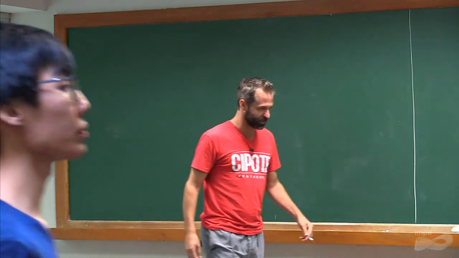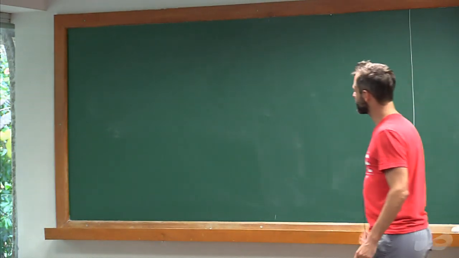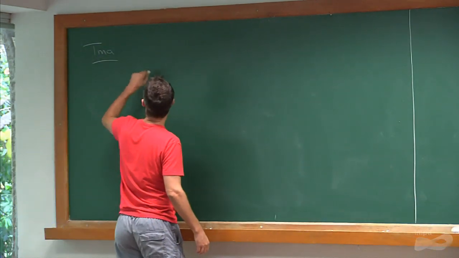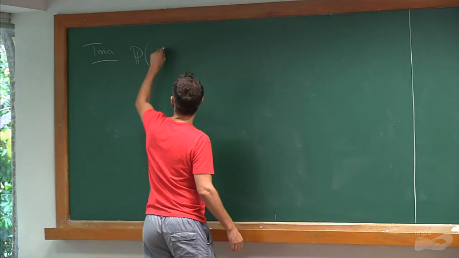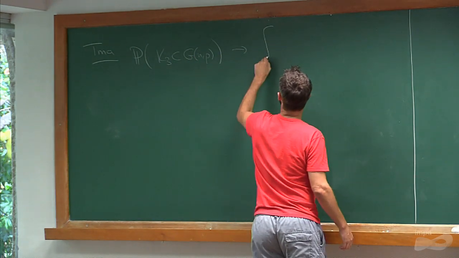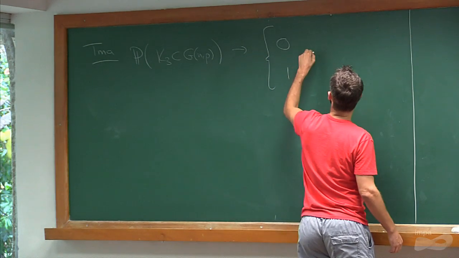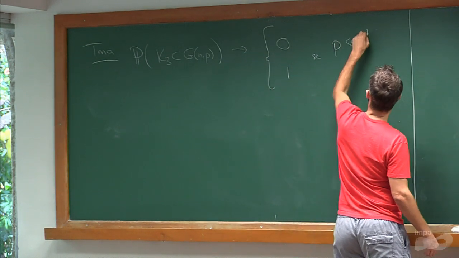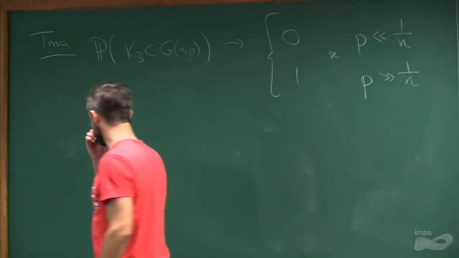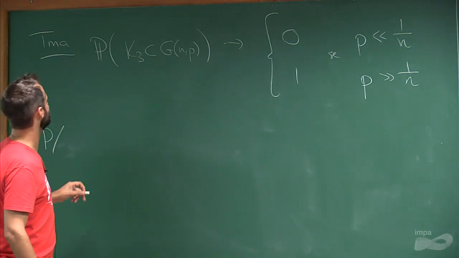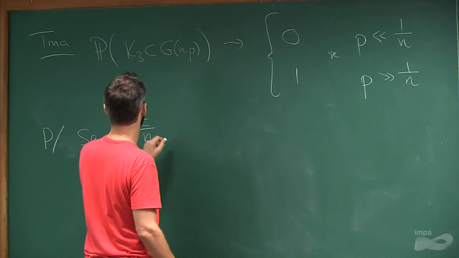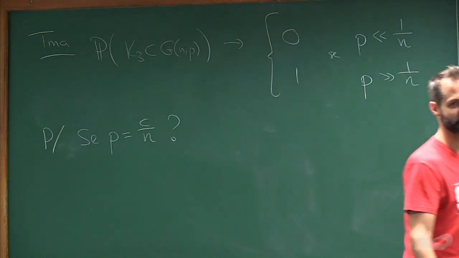So let's go back today to random things. Remember the following theorem: the probability that G(n,p) contains a triangle converges to 0 or 1 if p is much smaller than 1 over root n, or p is much bigger than 1 over n. So an actual question is, what happens if p is a constant over n?